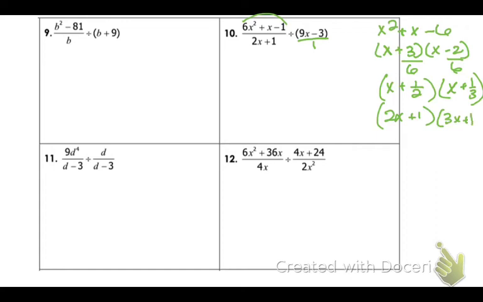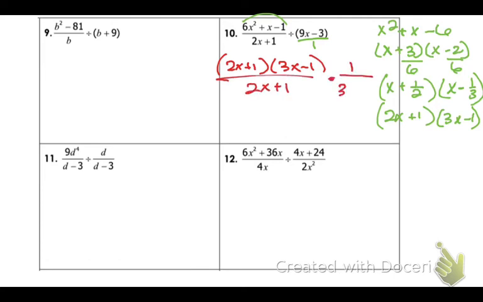Whoops, this is negative, by the way. All right. So x plus 1, 3x minus 1. There's nothing I can do there. You're going to do keep, change, flip. These cancel. So you're left with 1/3.